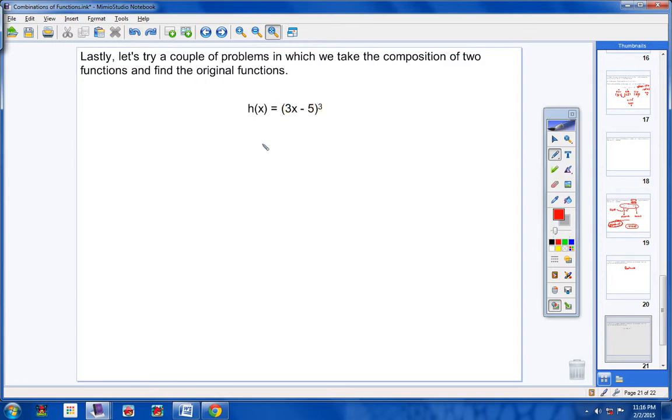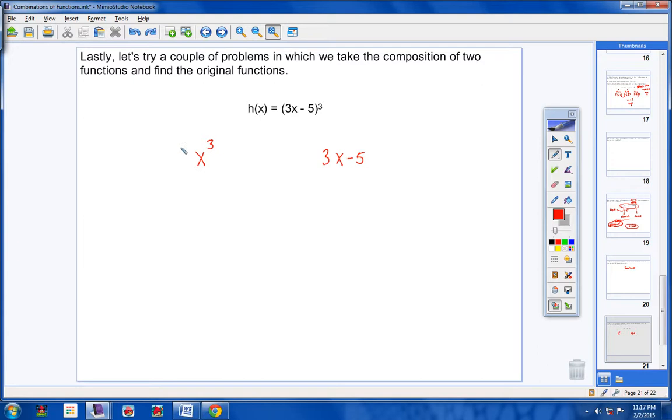Now think about this for a second, students. What if I had a function that was x cubed? Got it? And what if I had a function that was 3x minus 5? If I were to pick this up and put it into this function over here, it would look like this. If I picked this up and put it into x over here, it would look like this. So maybe, and by the way, there's more than one answer to these, but I'm decomposing this composition into two functions. So here's what I'm thinking.